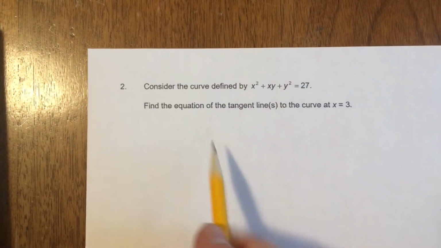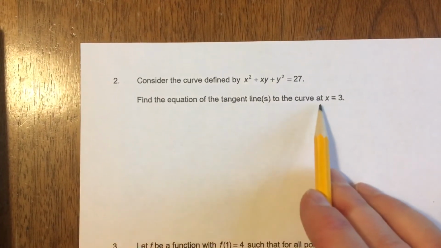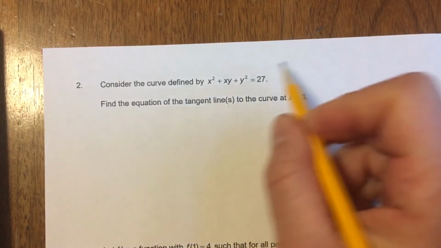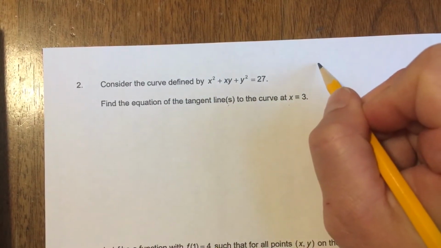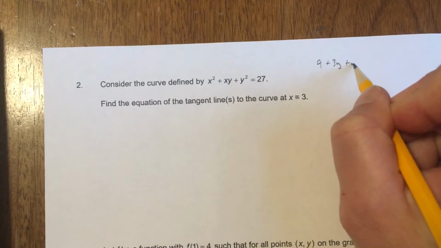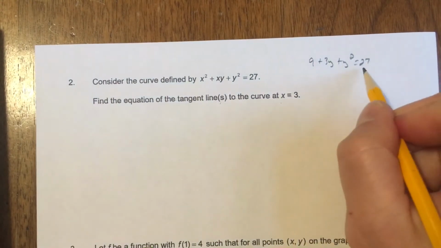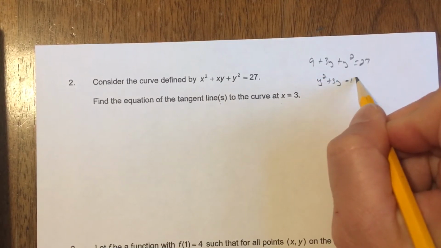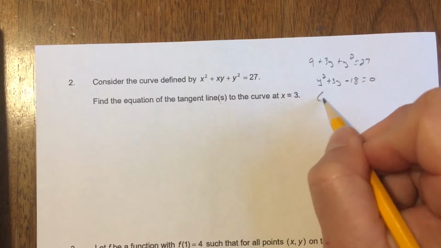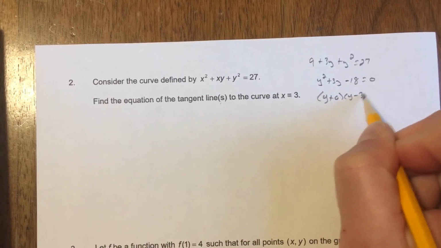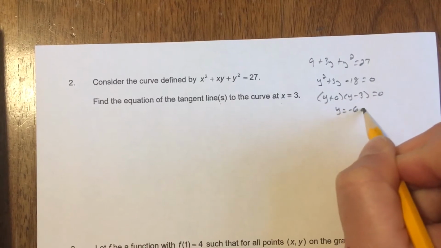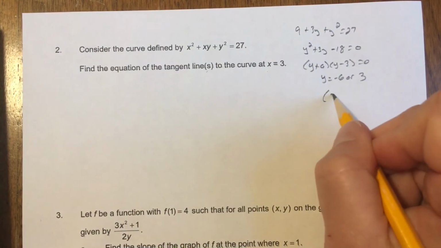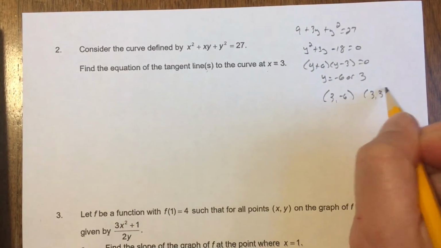Number 2, we have this curve here, and they want an equation of a tangent to the curve at x equals 3. And they said lines because there might be more than one y value. In fact, let's put 3 in for x and see what y equals. So we're going to get 9 plus 3y plus y squared equals 27. And if I subtract that, bring it over, I'm going to get y squared plus 3y minus 18 equals 0. And if we factor that, that's (y plus 6)(y minus 3), which gives us y equal to negative 6 or 3. Okay, so we actually have 2 points to consider, (3, negative 6) and (3, 3).